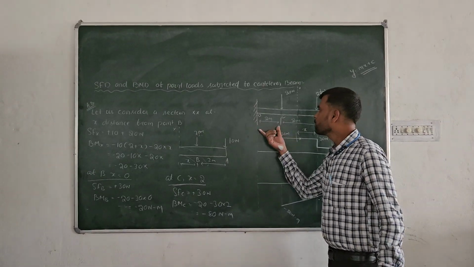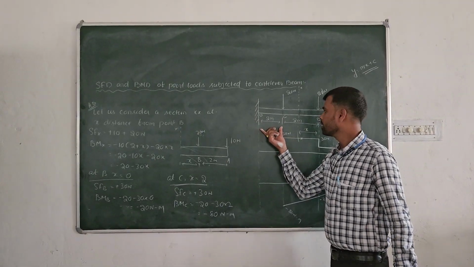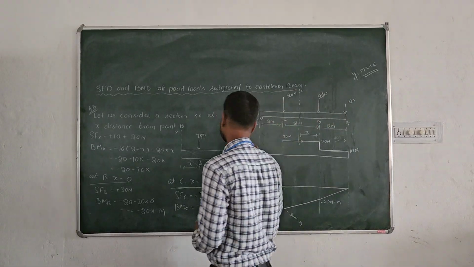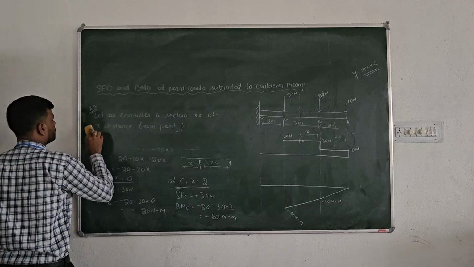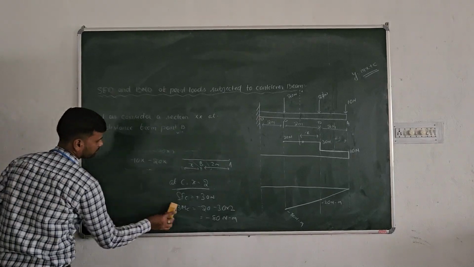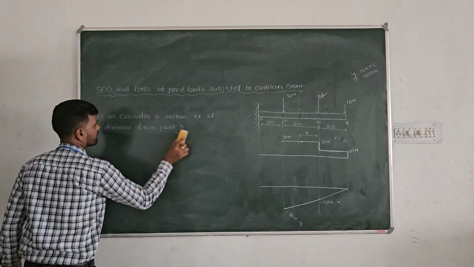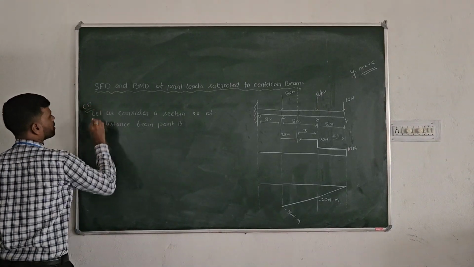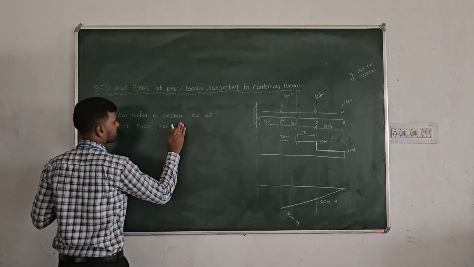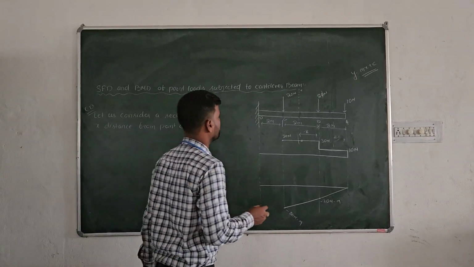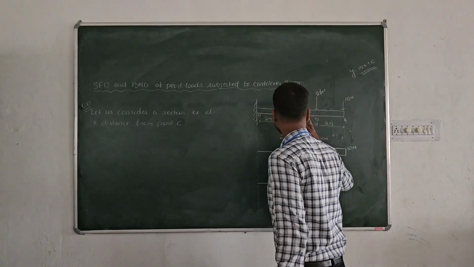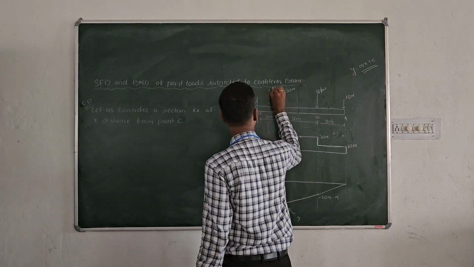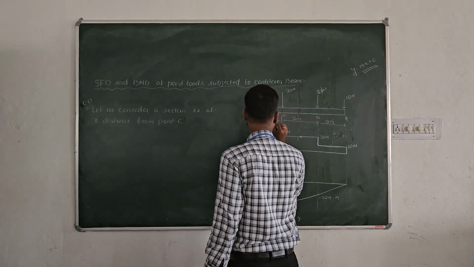Similarly, we will take another section xx between C and D, and we will get the shear force and bending moment at points C and D again, so that our total shear force and bending moment diagram will be complete. So now for section CD, let us consider section XX at x distance from point C. That means erase this one and take a section XX here at a distance of x from point C.